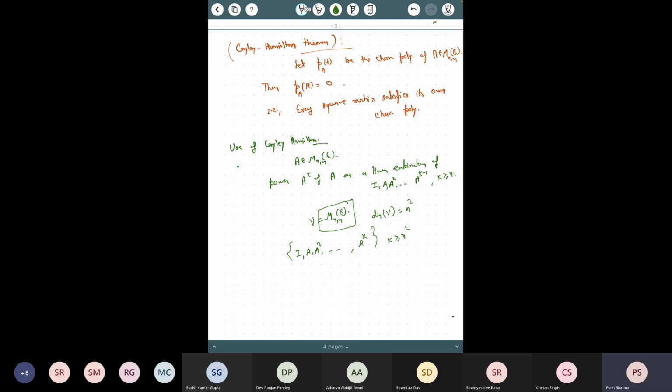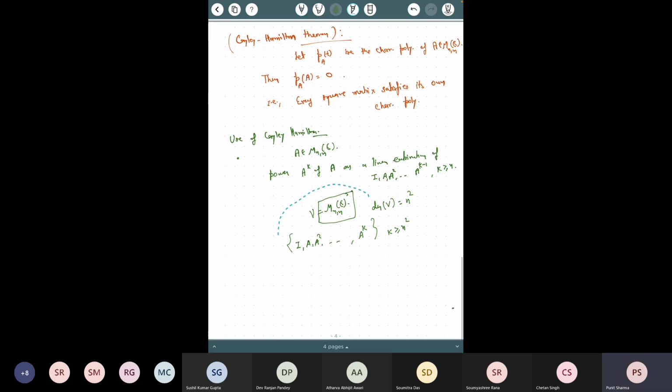Then what is the benefit of Cayley-Hamilton? Because this follows from the basis result, just because of the basis property, we can always write powers of A, if k is greater than or equal to n square, as a linear combination of lower powers. But Cayley-Hamilton is important when we want to write A^k where k is greater than or equal to n but less than n square. Then we can exploit Cayley-Hamilton. And how to do that?